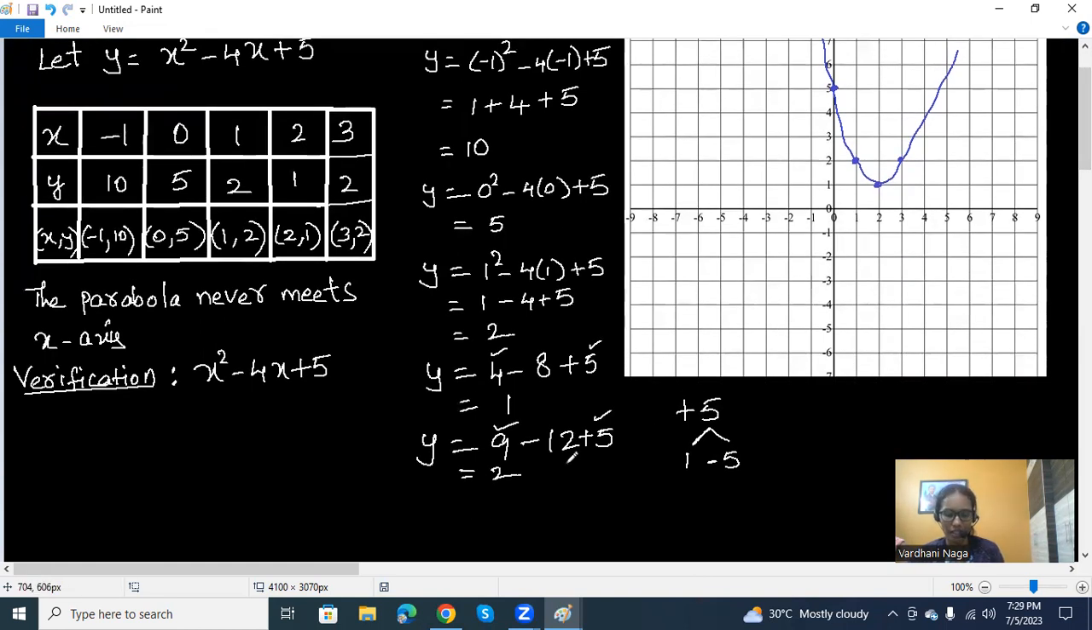I can't bring out the factors here by the splitting the middle term method. So what can I do? I can use the delta formula. Delta is equal to b square minus 4ac is the formula.